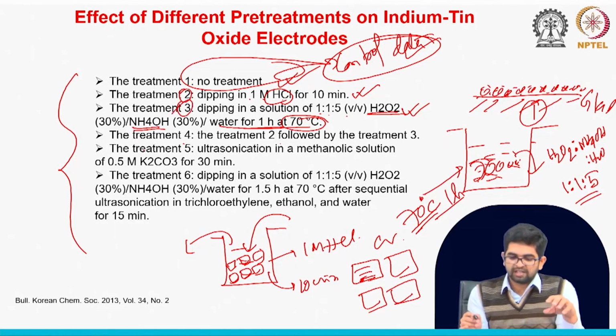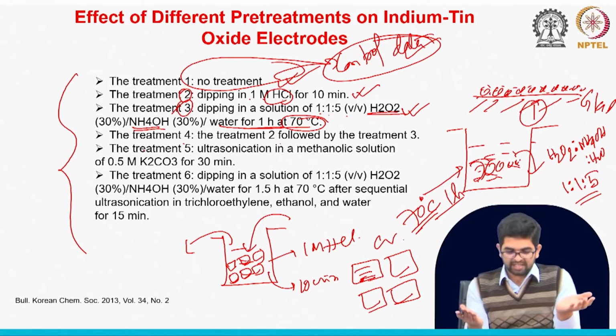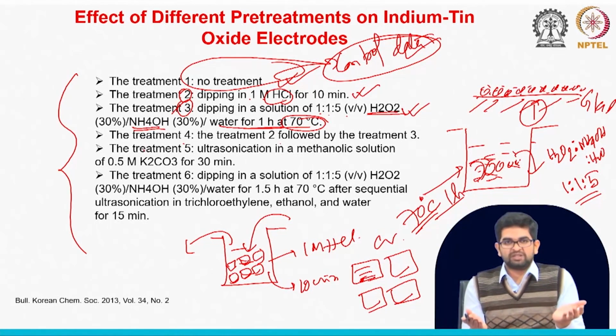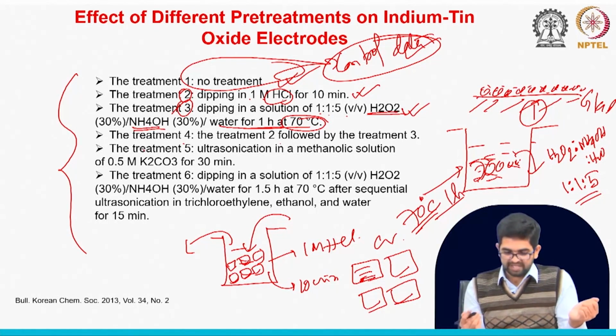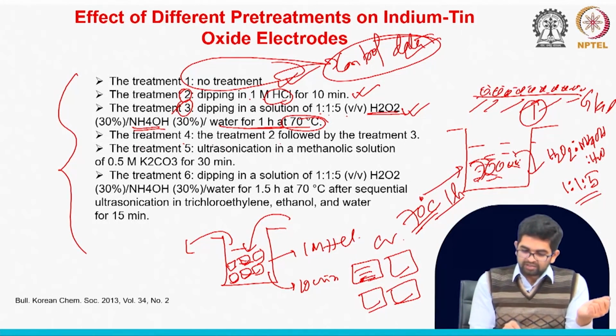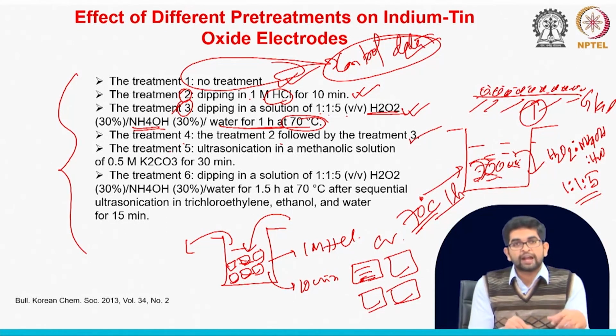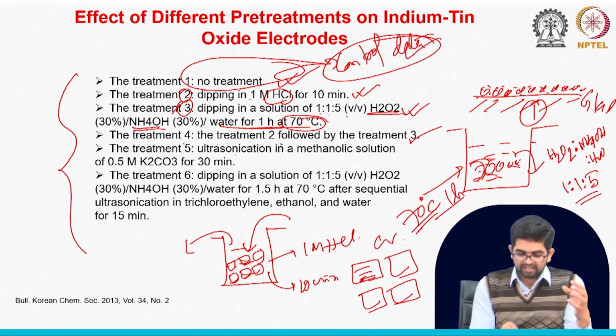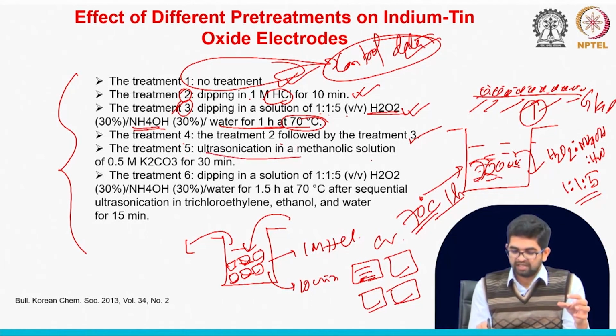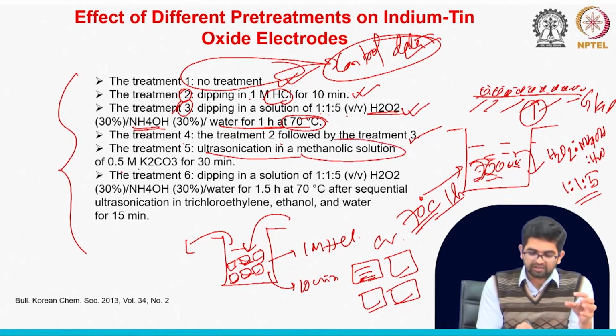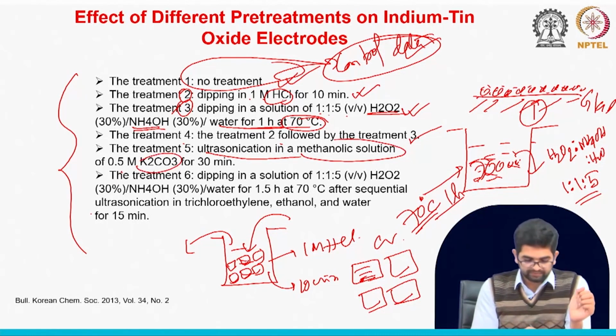Then let's see if both can make further improvement of the electrocatalytic activity or not. So, treatment 2 followed by treatment 3. Now, we can show another treatment, that is again a chemical treatment. We can take your ITO chips in an ultrasonic bath in a methanolic solution that contains potassium carbonate.